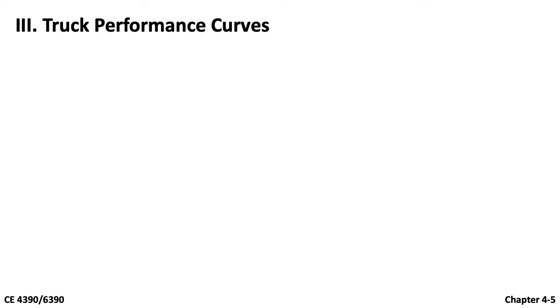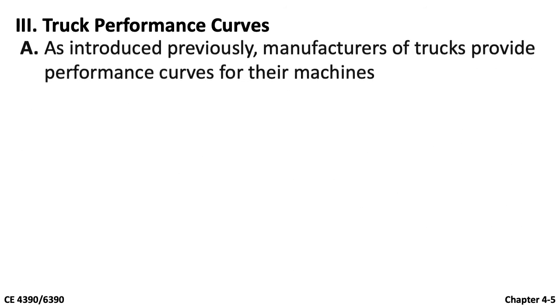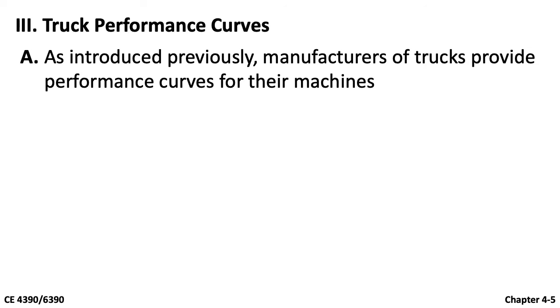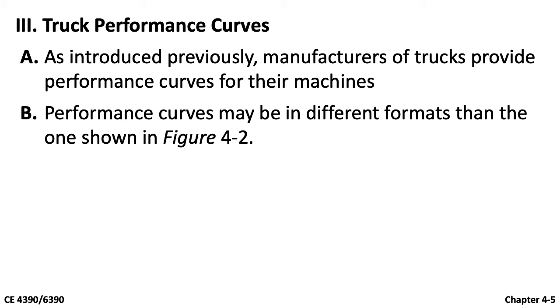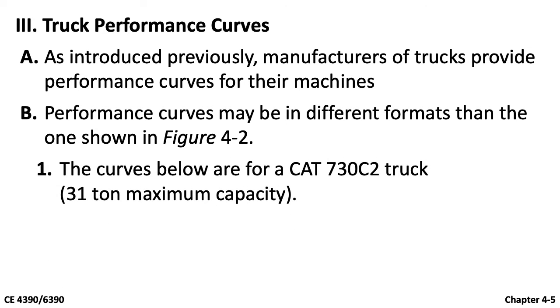Section 3, Truck Performance Curves. As introduced earlier, manufacturers of trucks provide performance curves for their machines. Remember that the performance curves for different models may not be the same, and it can be in a format different from what's shown in figure 2.4 of your textbook. The curves in the next slide are for Caterpillar 730 C2 trucks, which has a maximum capacity of 31 tons.